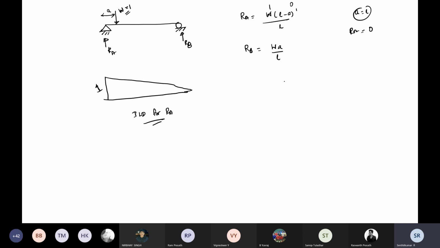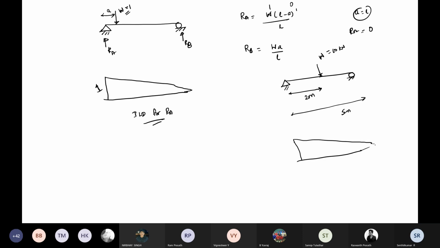So for example, this is my simply supported beam with support B. My W is here. Just assume it is 10 kilonewton. This is a span of 5 meter. My W is at 2 meter. Now, what is my RA from the ILD diagram for RA? That is simple. It won't change. So 1 here, 0 there. When W is at the support, it will be 1, that means W into 1, that means 10 kilonewton is the value of RA.